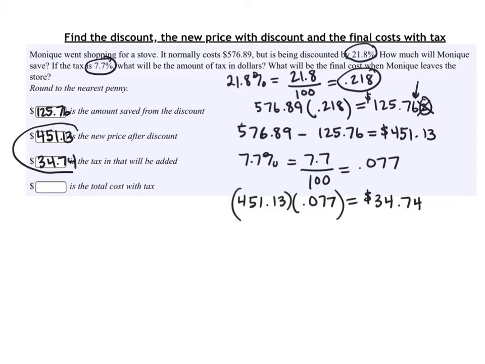We'll take these 2 things and add them together. $451.13 plus $34.74. And this is what we'll pay at the cash register. So that is $485.87.